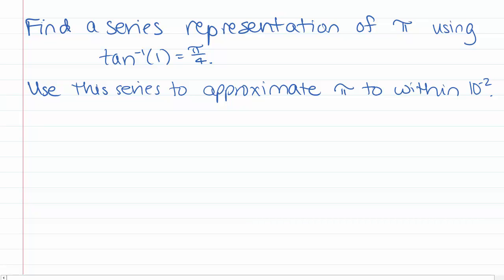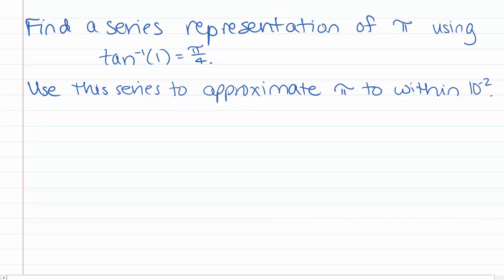All right, now we want to find a series representation for pi using the fact that arctan of 1 is equal to pi over 4. And then we want to use this series to approximate pi within 10 to the negative 2. So 3.14, right? That's what we're trying to get to. But let's see if that actually works. Well, how are we going to do this?